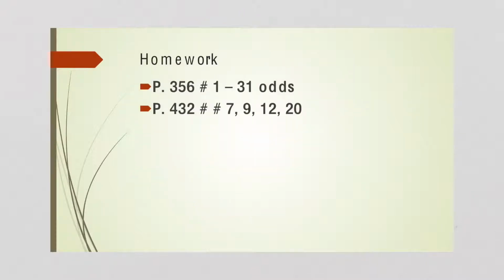Alright. Now, your homework today comes from 2 separate pages. One is actually section 4.1. It's page 356, 1 to 31 odds. The second part is the story problems, and those come from page 432. And we have number 7, 9, 12, and 20 for you to attempt.